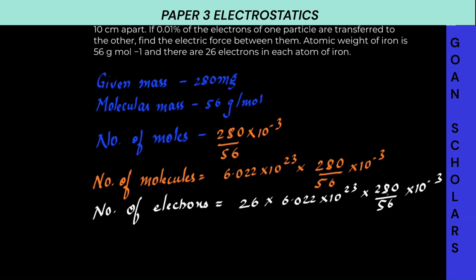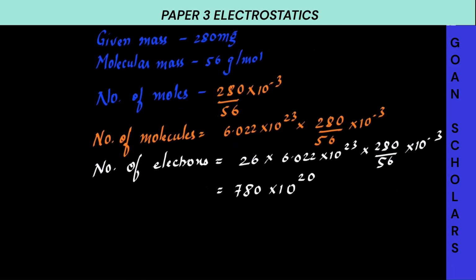So let's simplify it. Okay. So simplifying it will be 56 and 280. Let's cancel out this and see how much we get. This will give us 5, and 5 into 26 is 130. Let's multiply 6.022, or let's just make a rough approximation. It will be 780 into 10 to the power 23 minus 3 will be our 10 to power 20. Correct? These are the number of electrons.